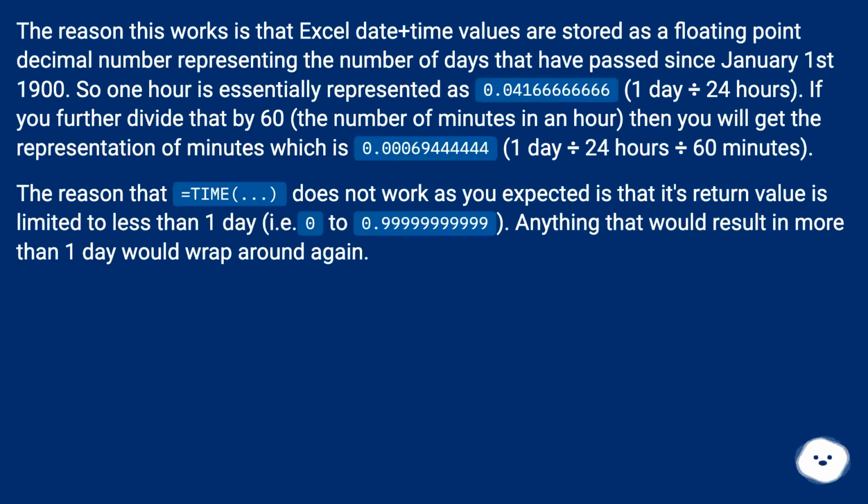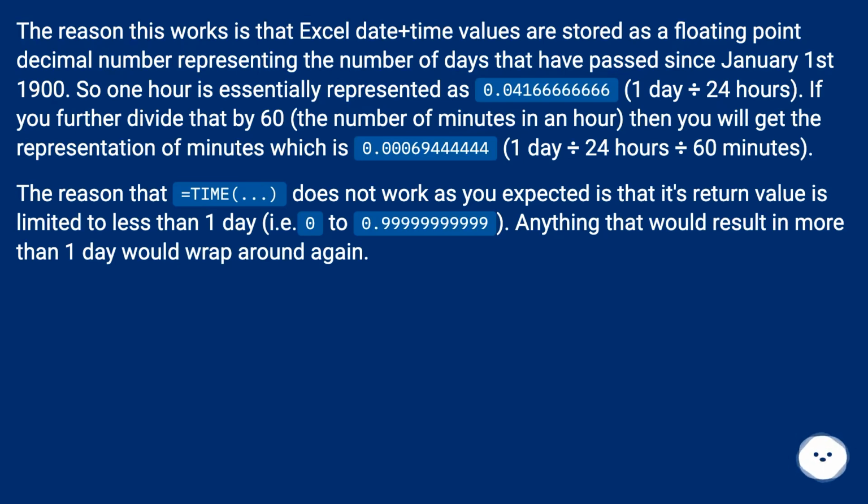The reason this works is that Excel Date+Time values are stored as a floating point decimal number representing the number of days that have passed since January 1, 1900. So 1 hour is essentially represented as 0.041666666666, 1 day divided by 24 hours. If you further divide that by 60, the number of minutes in an hour, then you will get the representation of minutes, which is 0.00069444444, 1 day divided by 24 hours divided by 60 minutes.